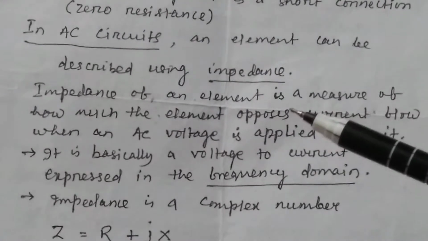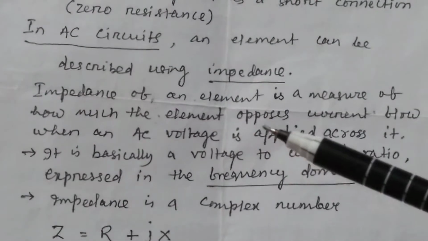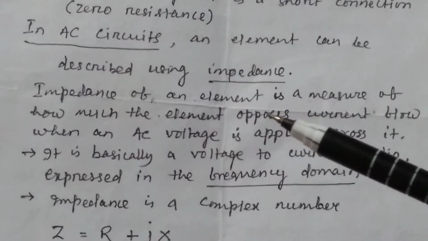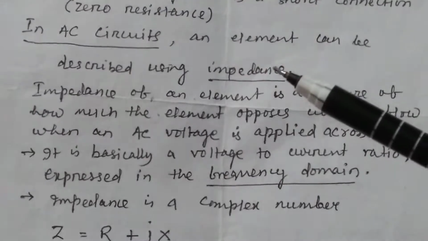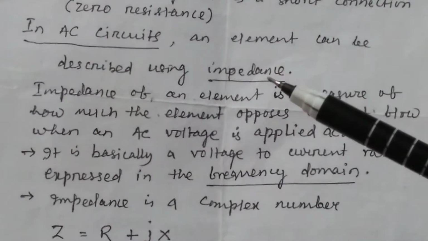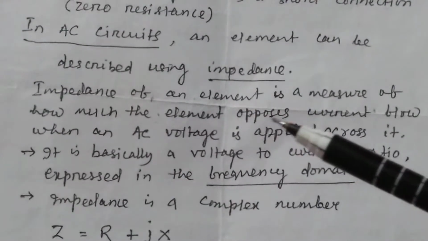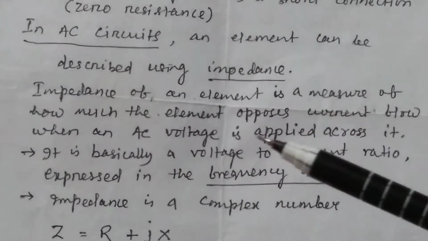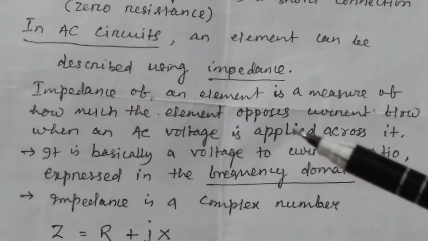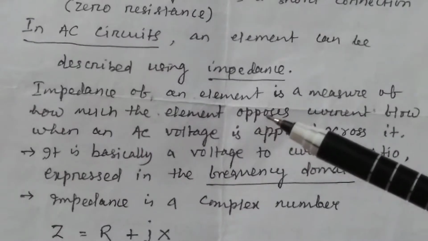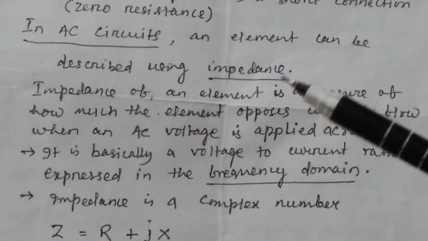On the other hand, if you allow AC to pass through these elements, then the opposition offered by the elements to the AC is called the impedance. That means in AC circuits, an element can be described using impedance. Impedance of an element is a measure of how much the element opposes current flow when an AC voltage is applied across it. When an AC voltage is applied across the element, how much opposition the element gives will be the impedance of that element.